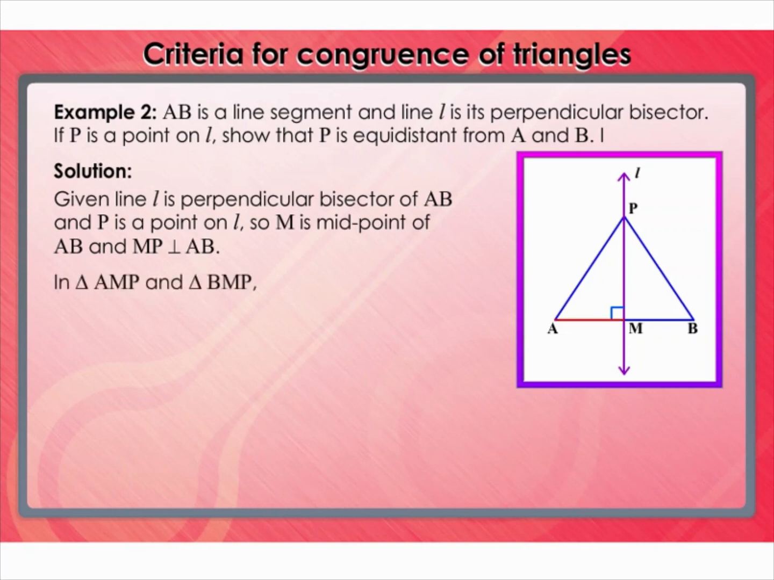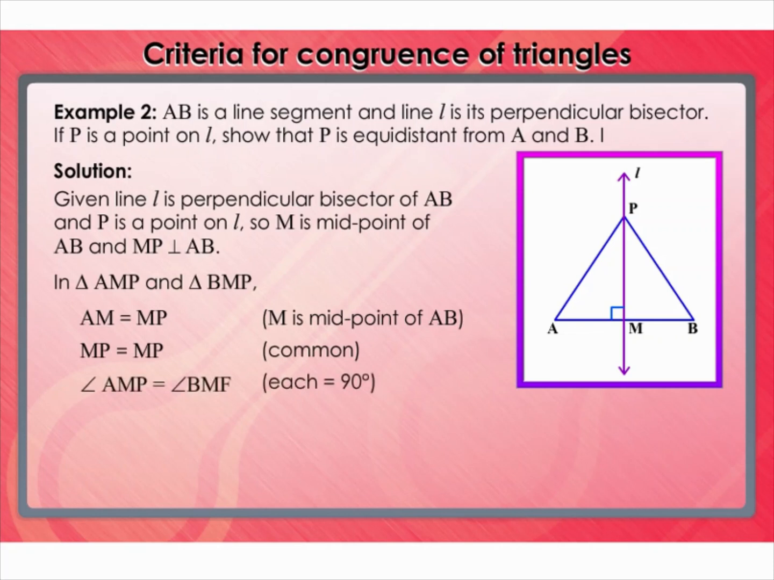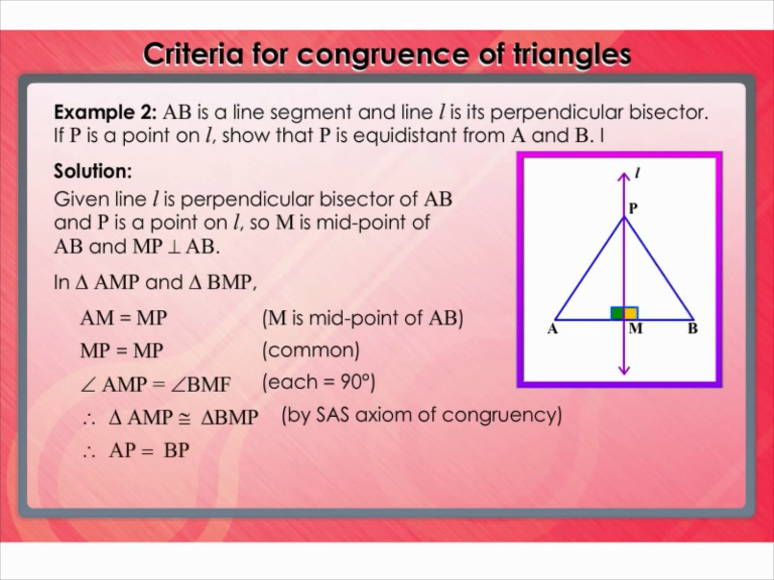In triangles AMP and BMP, AM is equal to MB since M is the midpoint of AB. MP is equal to MP. Angle AMP is equal to angle BMP since each angle is equal to 90 degrees. Therefore, triangle AMP is congruent to triangle BMP by the SAS axiom of congruency. Therefore, AP is equal to BP. This implies P is equidistant from A and B by the CPCT theorem.